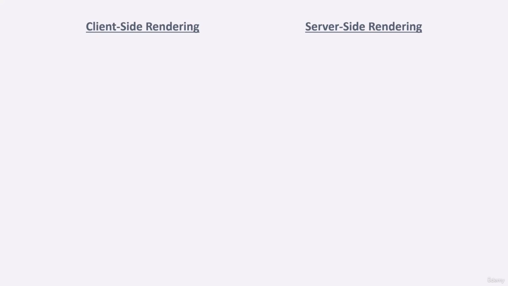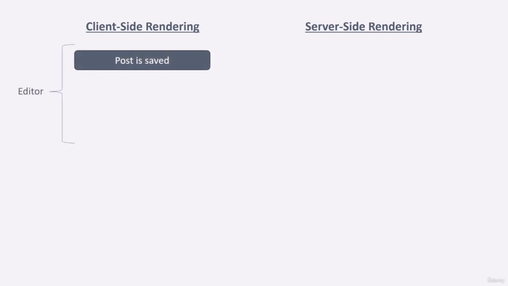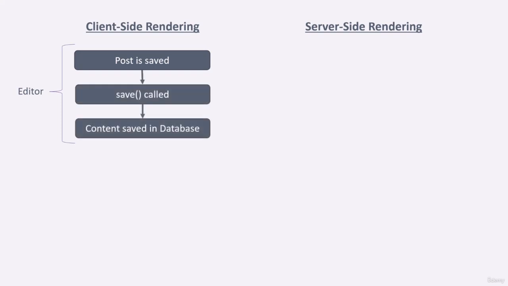With client-side rendering, the process begins with the Gutenberg editor. WordPress initiates the saving process the moment a user publishes a post. It'll loop through every block on the editor. On each iteration, it'll search for a save function. If this function exists, WordPress will invoke the function. The content produced by the save function will be saved in the database. Everything happens in the browser with JavaScript.